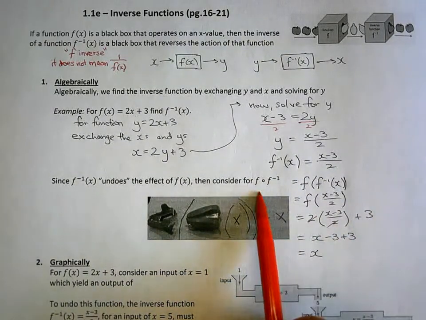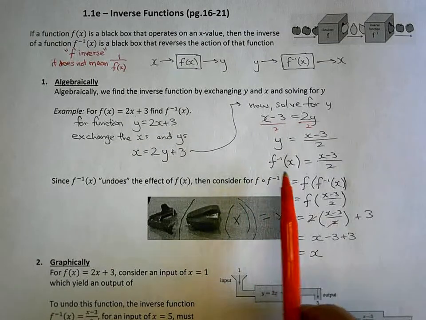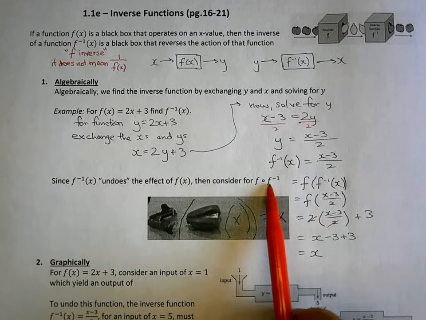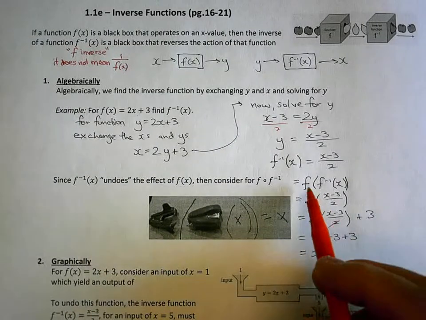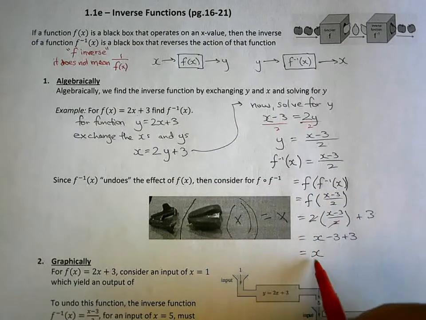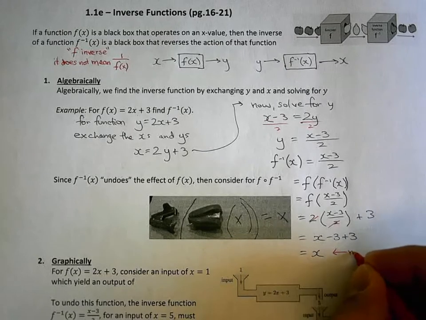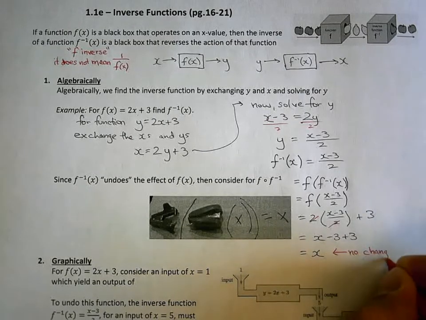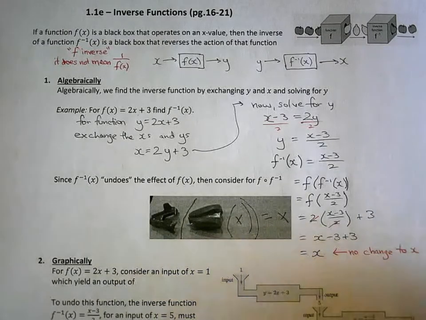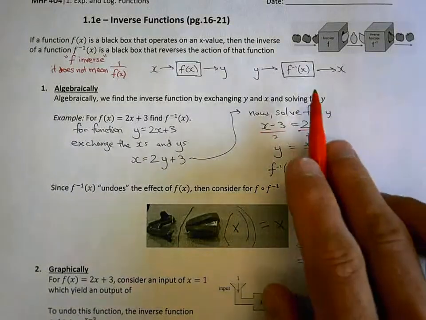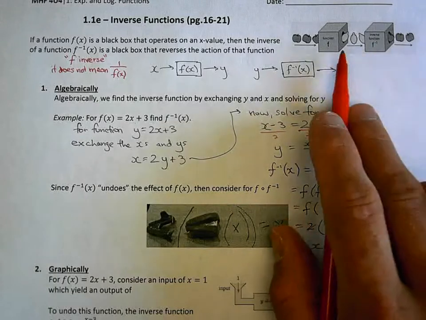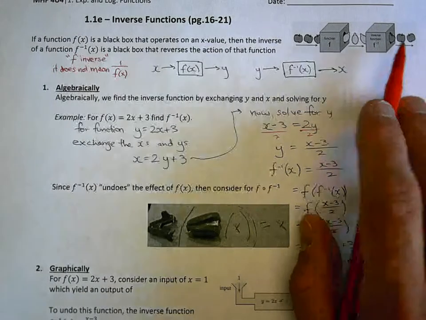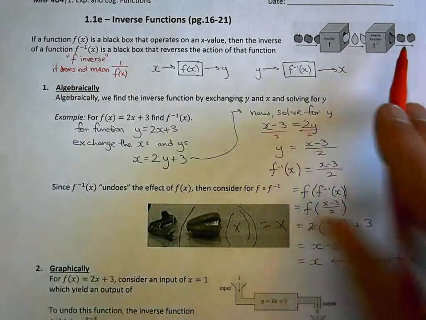So if I want to do a composite function, a combined function of f and its inverse, I end up with just x. In other words, x goes in, and then x comes out. There's no change to x. And that's exactly what we explained up here, right? If I put an apple into a composite function of a function and its inverse, I get the apple back out. x goes in, x comes out.